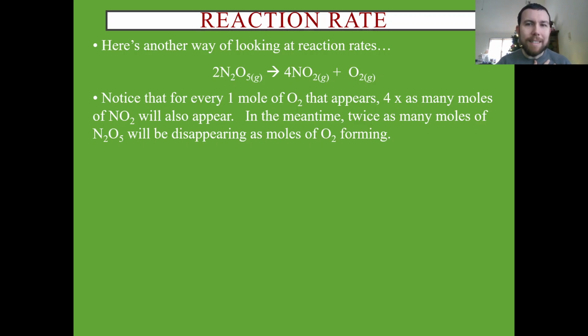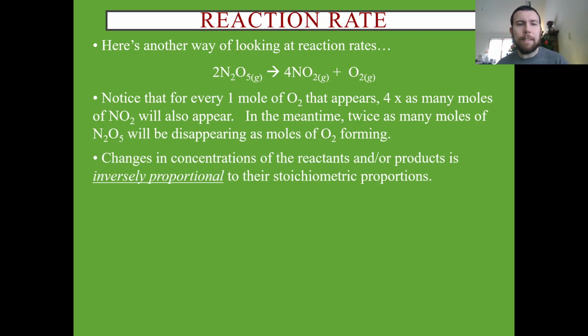So what we would anticipate then is that the rate of disappearance of N2O5 would be twice as much as that of O2. Or the rate of appearance of NO2 would be 4 times as fast as the rate of appearance of O2. That makes sense? Right? So if we start to think of it from the stoichiometry perspective, we could then start representing rates as a function of their stoichiometry.